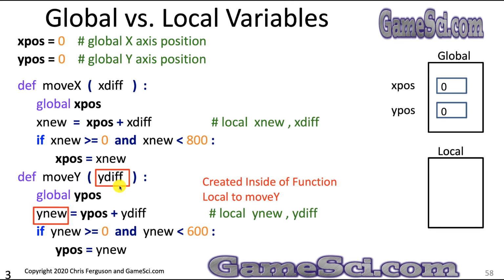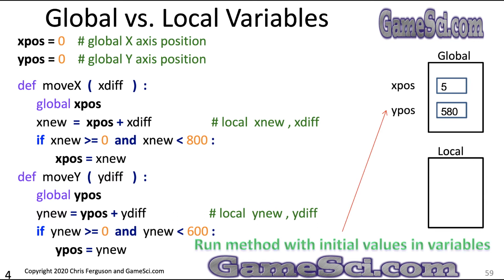ydiff is a parameter to move y. Technically, it is created inside the function. It's local to move y. ynew is clearly created inside of move y. It is a local variable to move y. ynew and ydiff are local variables to move y. They are owned and controlled by the function move y.